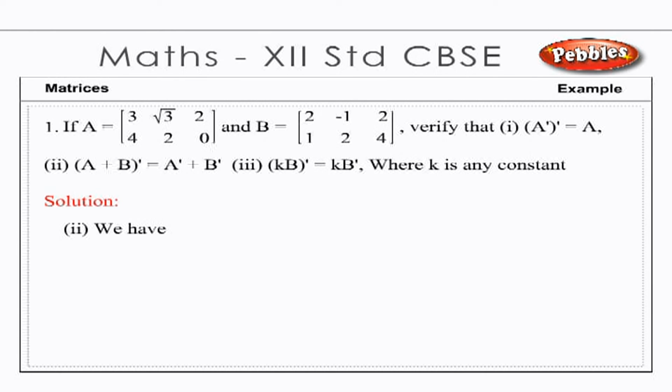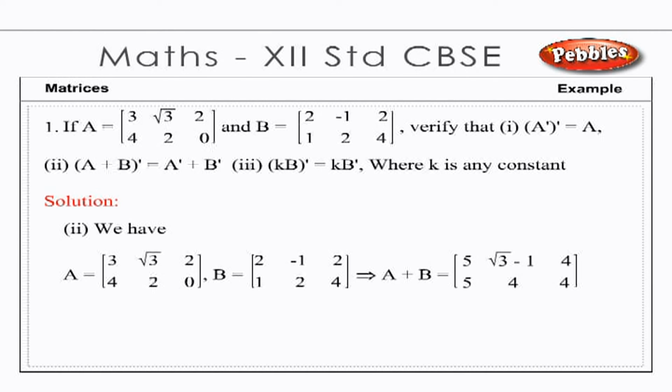Subdivision 2. We have A is equal to matrix 3, root 3, 2, 4, 2, 0 and B is equal to matrix 2, minus 1, 2, 1, 2, 4, which implies A plus B is equal to matrix 5, root 3 minus 1, 4, 5, 4, 4. Therefore, (A plus B)' is equal to matrix 5, 5, root 3 minus 1, 4, 4, 4.